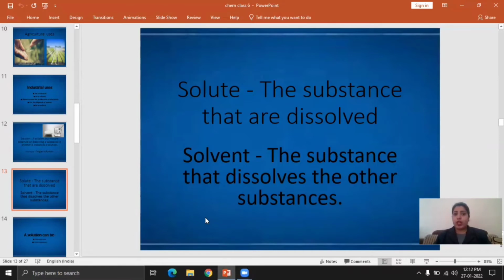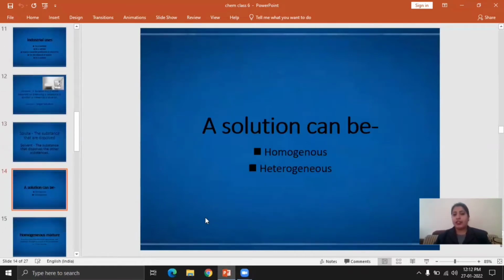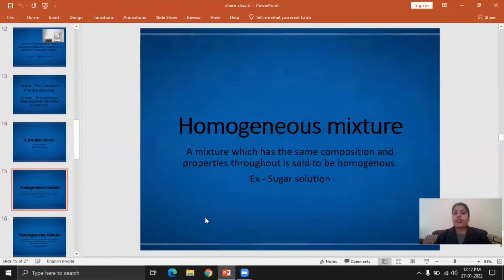A solution can be homogeneous as well as heterogeneous. Now, what is a homogeneous mixture? A homogeneous mixture is one which has the same composition and properties throughout. For example, sugar solution has the same composition and properties throughout. Every part of the sugar solution tastes the same, and you are not able to distinguish between sugar and water. Also, you cannot separate sugar and water. Such mixtures are known as homogeneous.